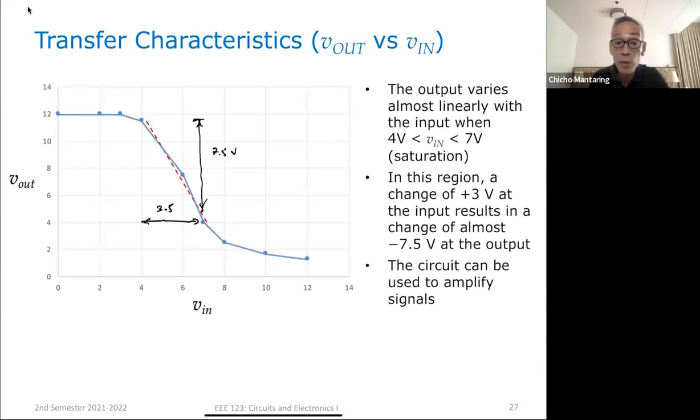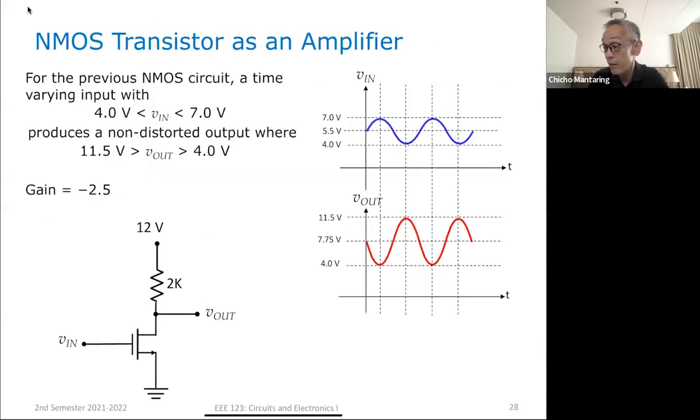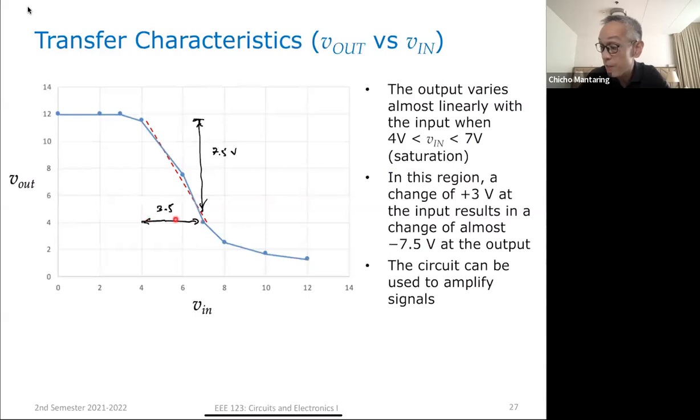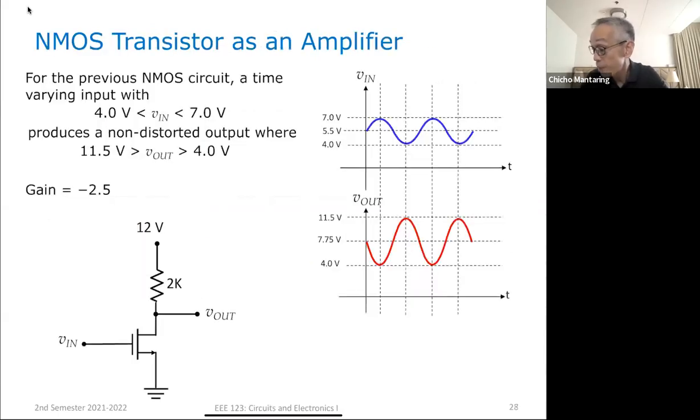And we can use now this circuit to amplify signals. So when my input is between 4 and 7, for example, ganito, let's say my input is between 4 and 7. Okay. So between these 2 points, my output is between approximately 11.5 and 4. Okay. So tignan natin, when my input is at 7, my output is at 4. When my input is at 4, my output is at about 11.5.